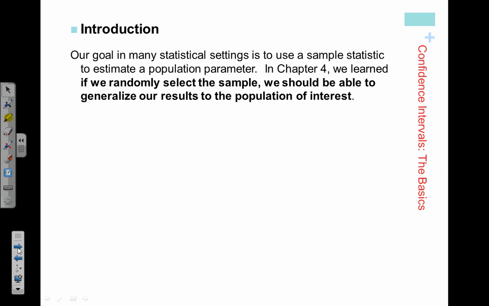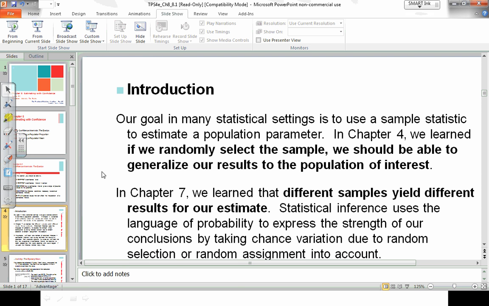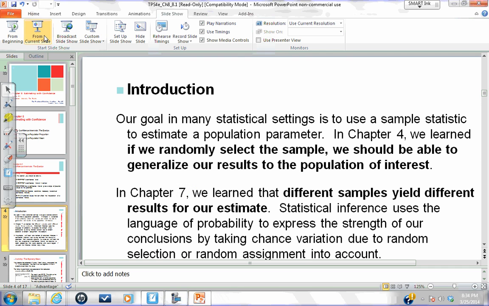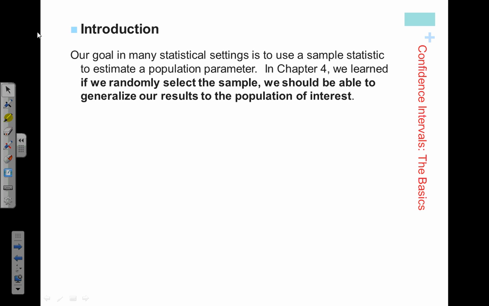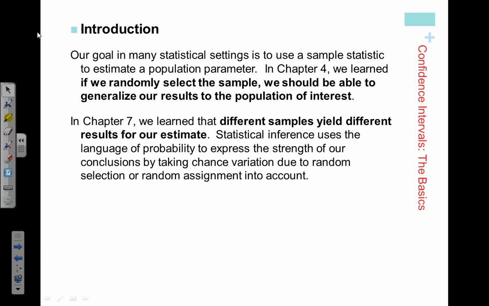All right. So our goal in statistical settings is to use a sample statistic to estimate the population parameter. So we don't want to use the population. Why? Because it's too big. So we're just going to use a sample to estimate it. And in chapter 4, we learned that if we randomly select a sample, it should be close to the population results. Then in the last chapter, we learned that different samples could give us different results. Depending on the sample you pick, you can get different results from one sample to the next.